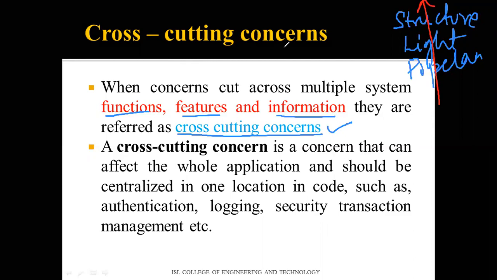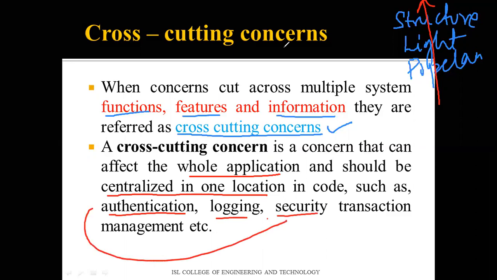Now, a cross-cutting concern is a concern that might affect the whole application, and it should be centralized in one location in the code, such as authentication. Authentication for a specific department needs to be taken care of. Then how many people are doing the login. Then authentication, which is again directly related to security and transaction management. If the transaction you're doing is authenticated by a particular person, then we need to securely transfer the funds.